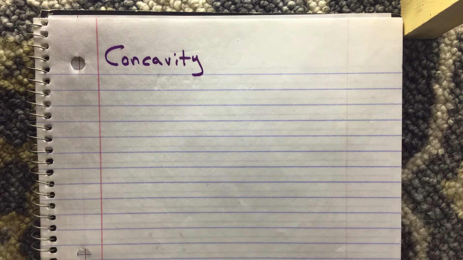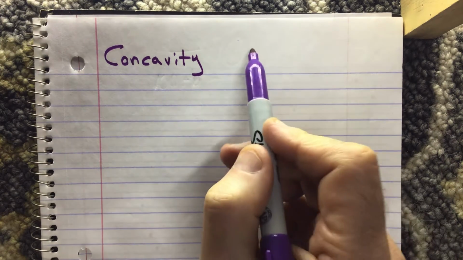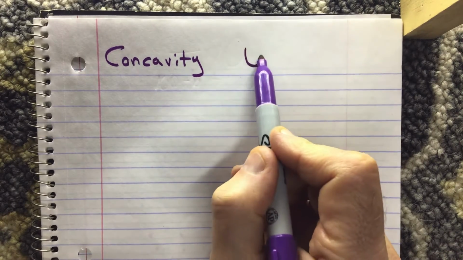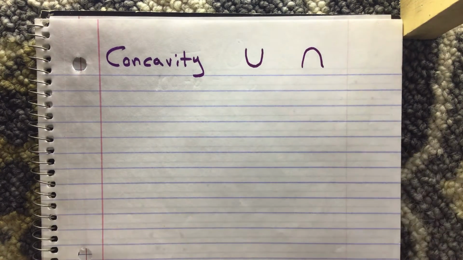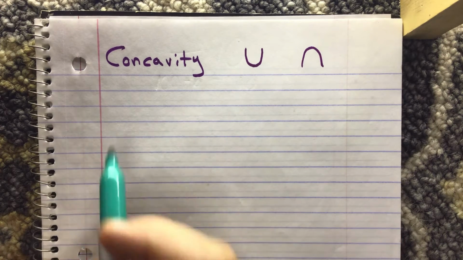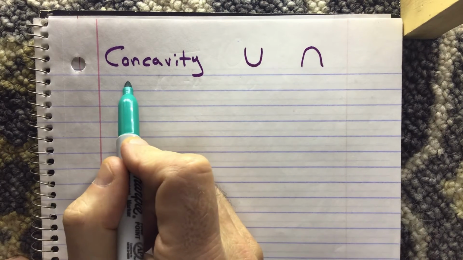Okay, this video is about concavity. Concavity tells us if a function is concave up or concave down. And so we use the derivative to determine the concavity of a function. So we just have the function and we can calculate whether it's facing up or down.